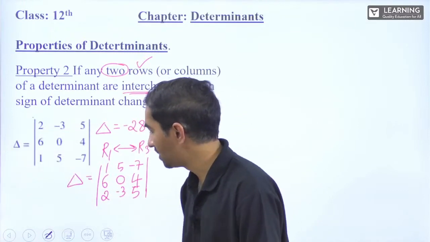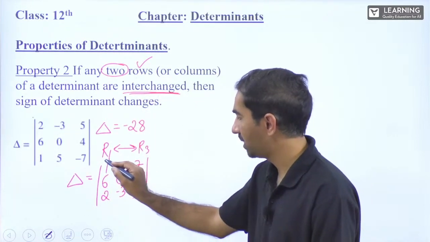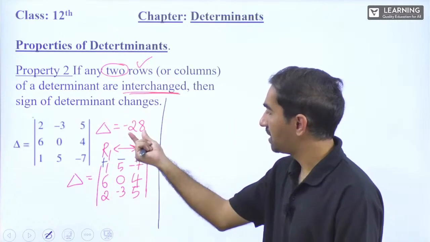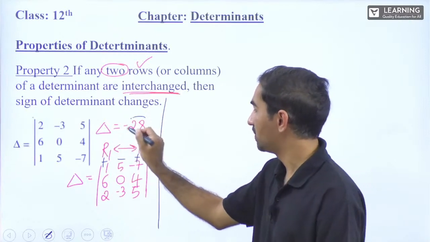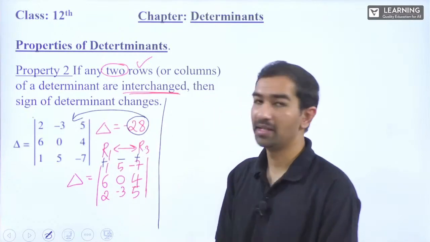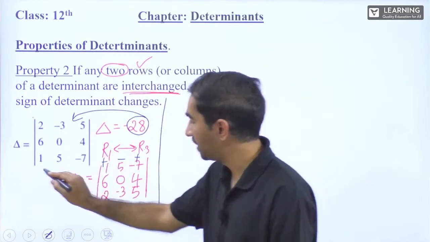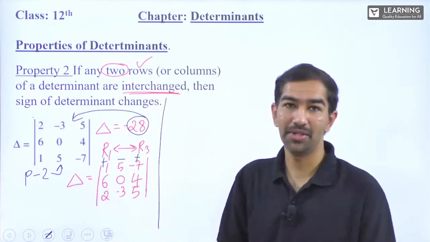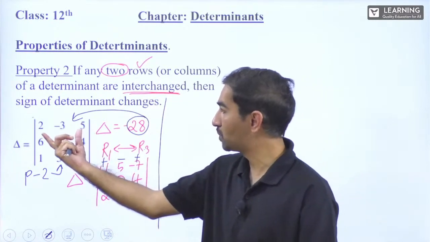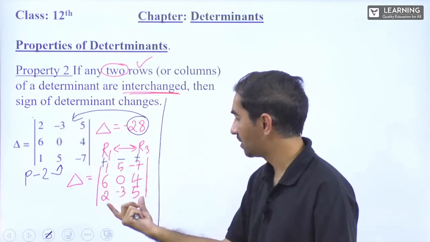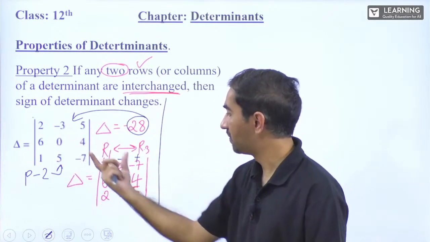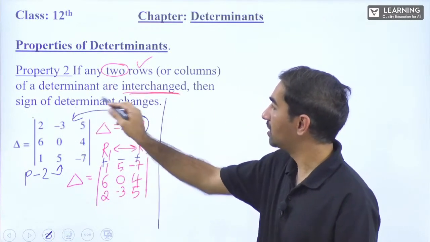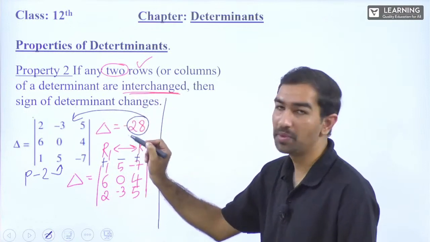We'll find out the determinant of this. Expanding with respect to the first row again, cofactors plus, minus, plus. We got minus 28, right? This is minus 28 for the original determinant. Now what we have done, we have applied property 2 to this determinant, and we have interchanged the first row and the third row. So you can see 2, minus 3, 5 is in the third row, and 1, 5, minus 7 is in the first row. Now you have to find out the value of this determinant. Then the sign of the determinant changes, which means here we have minus, right? It should become plus.